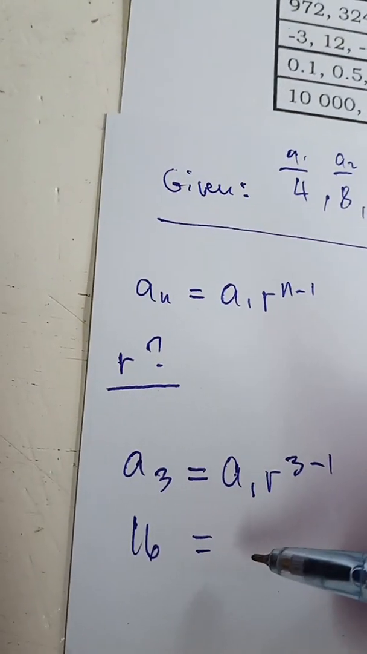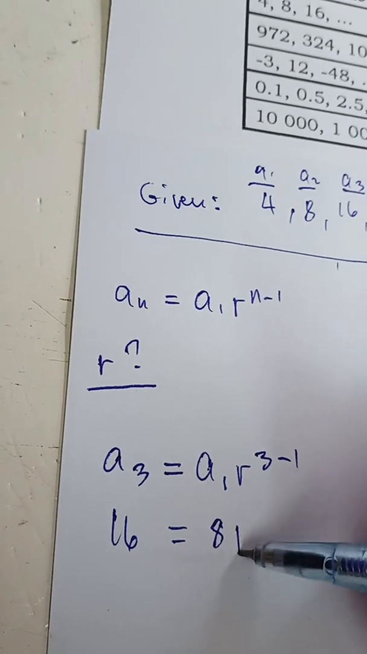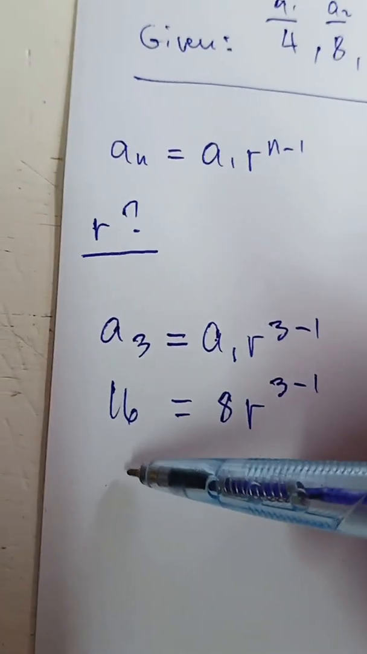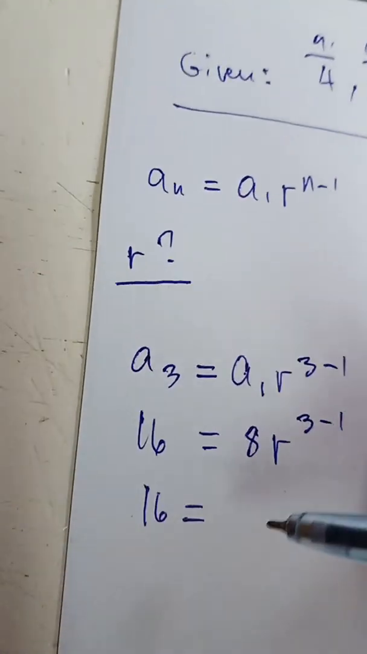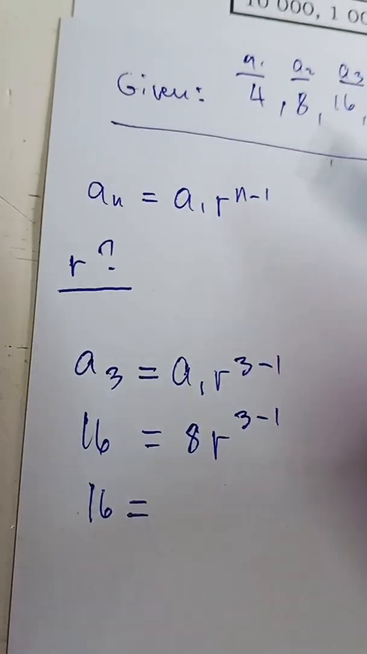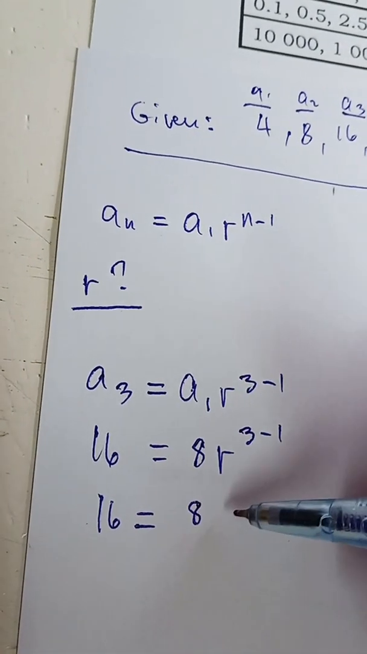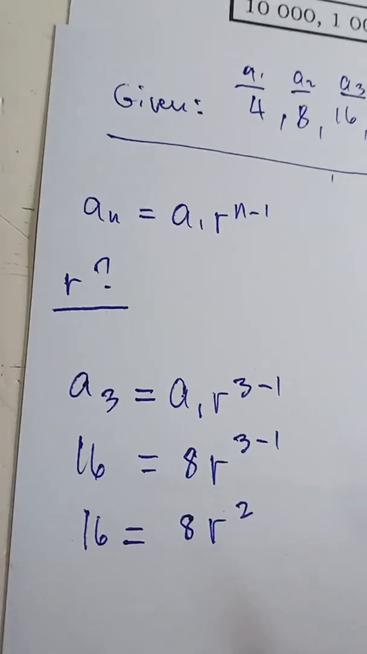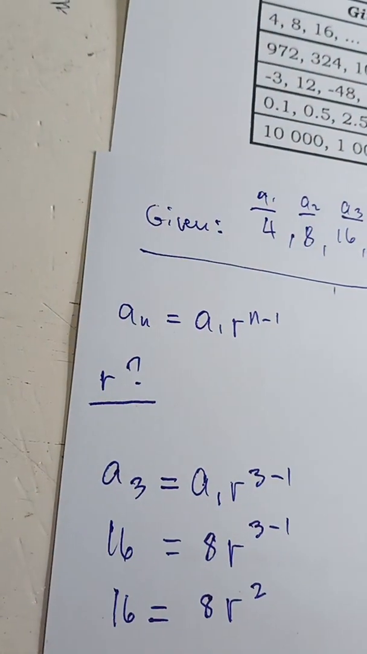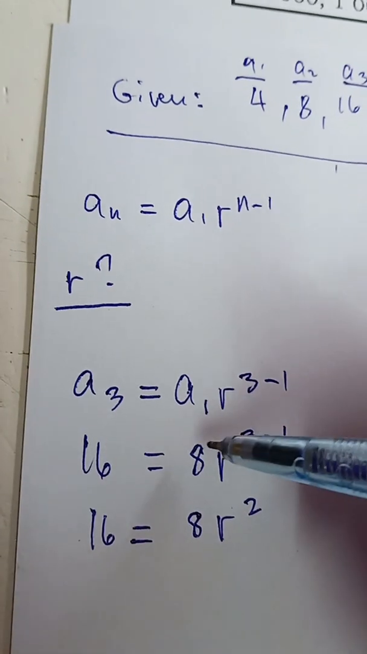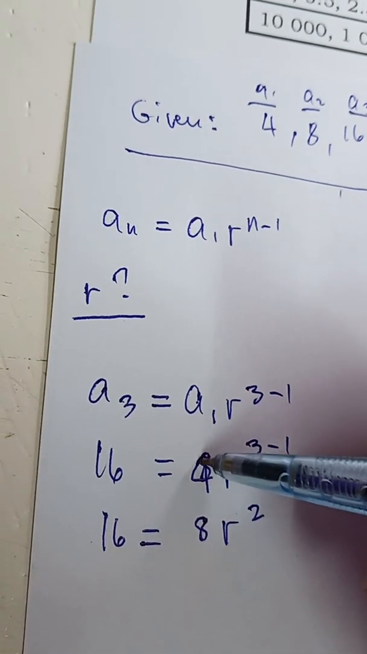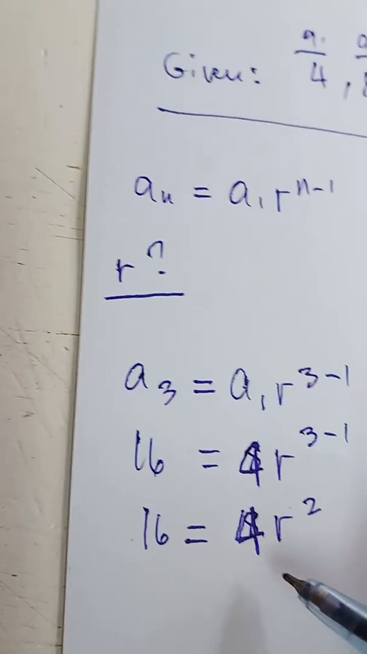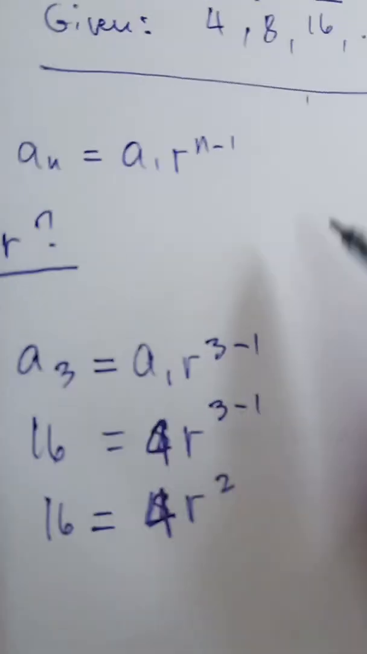Okay. So for a sub 1, that's 8 times r raised to 3 minus 1. And then, I will write again 16 since hindi ko pa siya gagamitin or gagalawin. And then we write also 8 here. R, that's 3 minus 1 is 2. Ay, sorry. Mali pala. Dapat 4 kasi yun yung first term. Sorry. So 4 siya dapat. So 16 is equal to 4 times r raised to 2.